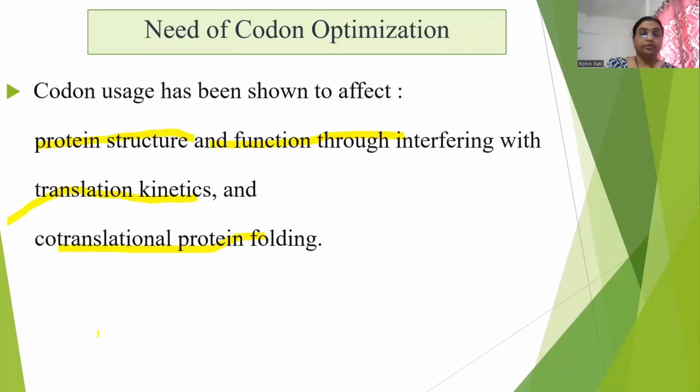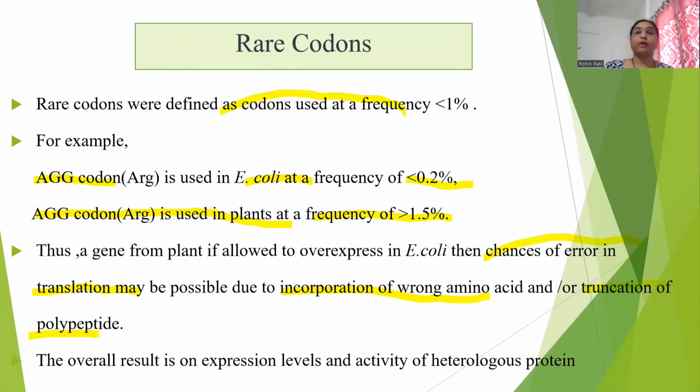So here, the protein structure and function is interfered with due to the translation kinetics. And this is going to happen due to this rare codon.